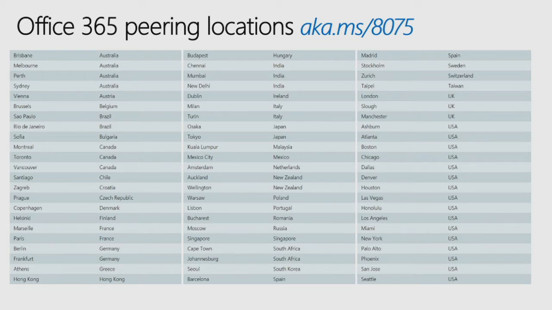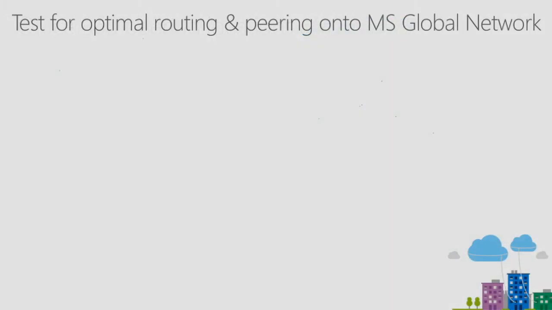And I've consolidated this. We have many points of presence in London, for example. We have more than one. We've only listed it once there for brevity. So we can actually see very easily how your traffic's getting onto this network.